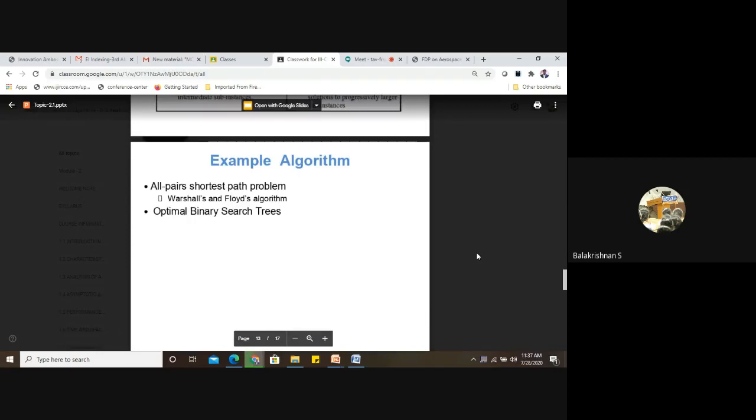Some example algorithms: in this topic we are mainly focusing on the all pairs shortest path algorithm and the optimal binary search tree. For the all pairs shortest path, the two important algorithms are Warshall's algorithm and Floyd's algorithm. The next important one is OBST, the optimal binary search tree. These algorithms we will discuss in this topic under dynamic programming.